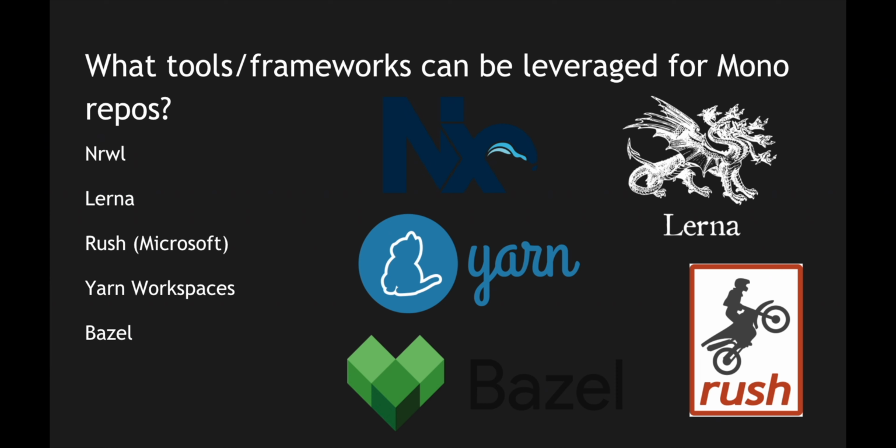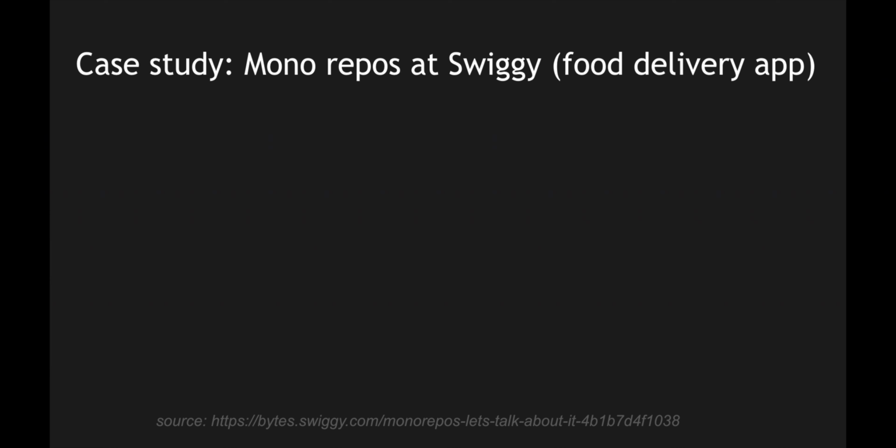I have used Nx for creating monorepos using Nest.js because Nest.js comes as a bundle with Nx. Now that we understand the landscape of monorepos, let's understand how Swiggy uses monorepos in their food delivering app.